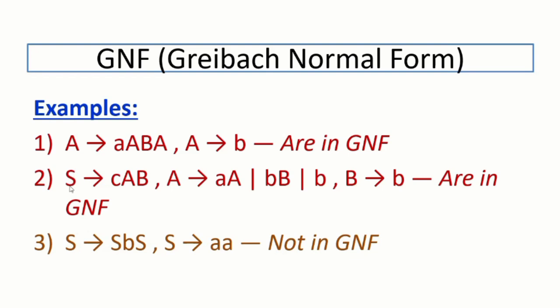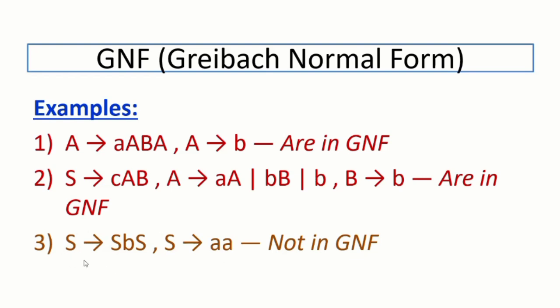it. Next, S tends to terminal c followed by non-terminals A, B, and production A tends to terminal a followed by capital A, or terminal b followed by capital B, or terminal b. And the last one, B tends to terminal b. Here all these productions are in Greibach normal form because each right hand side starts with a terminal symbol followed by non-terminal symbols or a single terminal symbol.